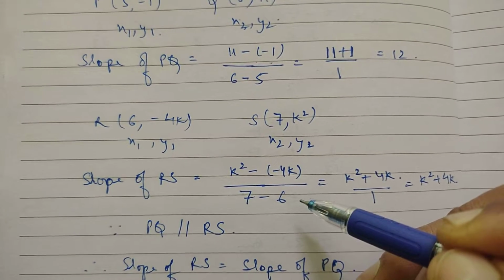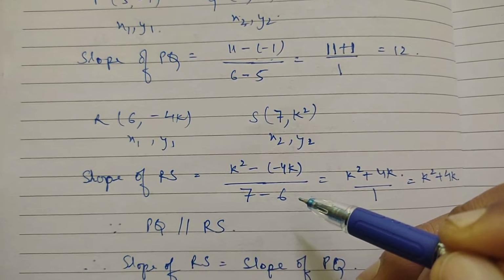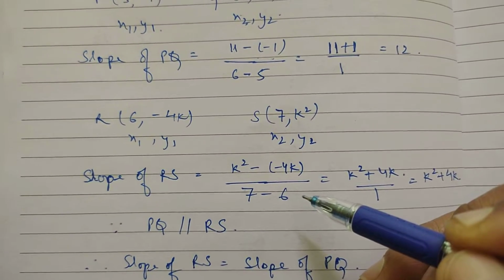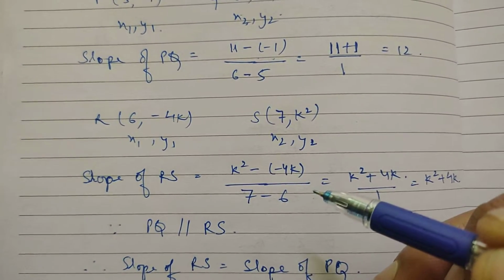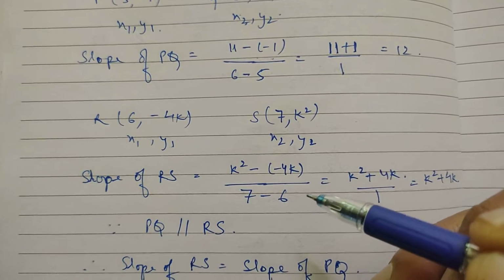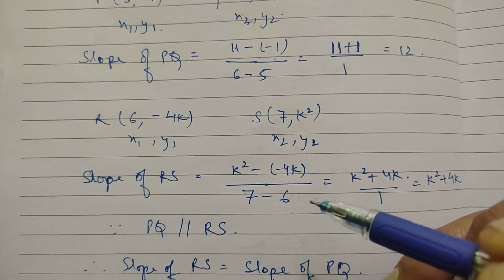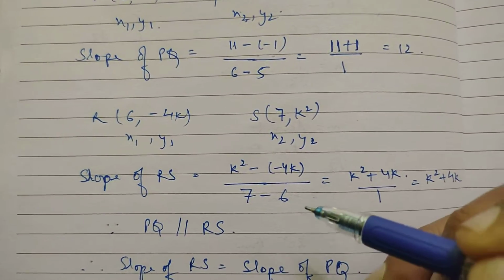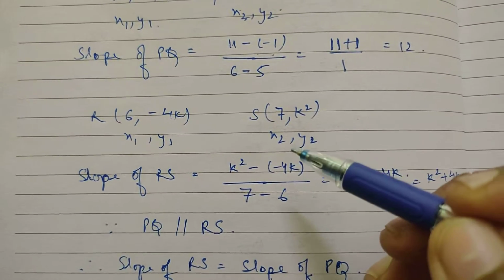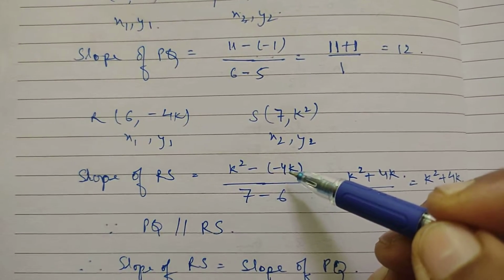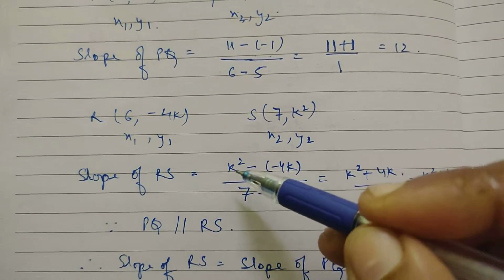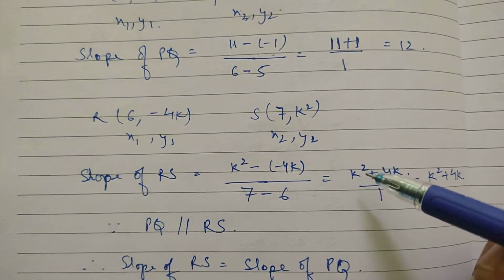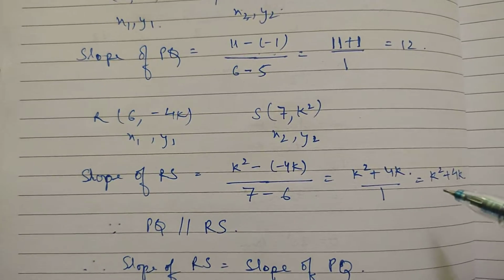Children, remember this thing very well, that while you are finding out the slope in such situations, due to the presence of the minus sign in some of the parts of the coordinates, sometimes people make mistakes. So you have to be a bit careful while substituting the values. Like see, I've substituted minus 4k, and this was the minus sign that was already shown for the difference between the two ordinates. So finally the value will be k square plus 4k upon 1, which will be k square plus 4k.